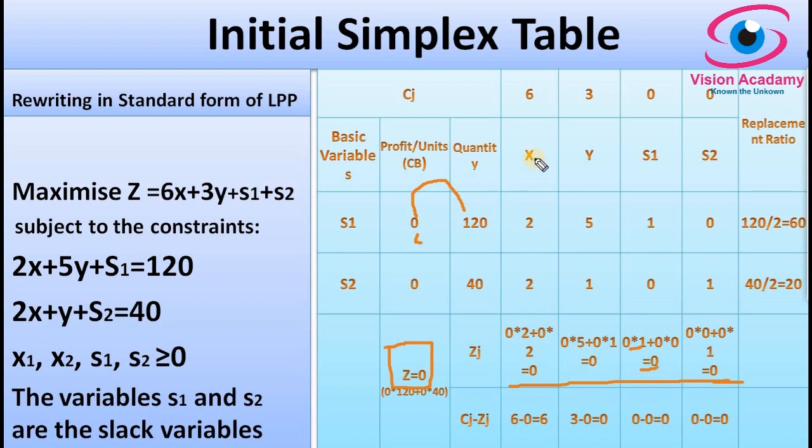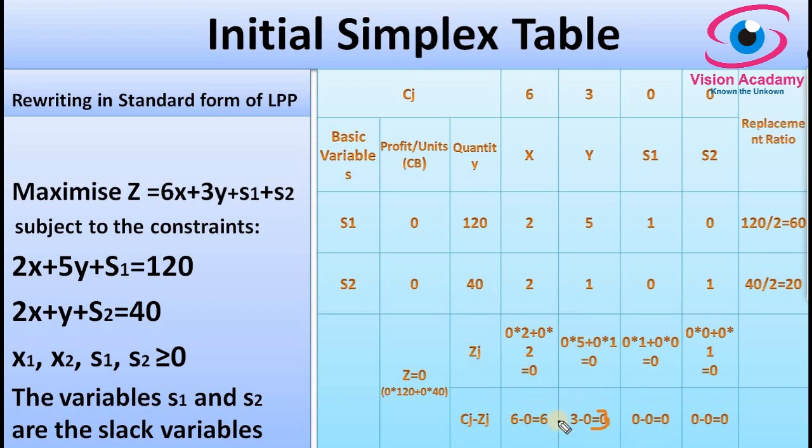Once you got the Zj values, you can go for Cj minus Zj. So the Cj values are here, and the Zj values we just derived. Cj minus Zj: Cj is 6, Zj is 0, 6 minus 0 is 6. In the second column, Cj is 3, Zj is 0, 3 minus 0 is 3. And Cj is 0, Zj is 0, 0 minus 0 is 0. Cj is 0, Zj is 0, 0 minus 0 is 0. So this way we obtained Cj minus Zj.